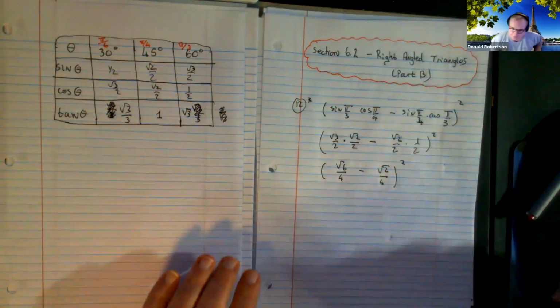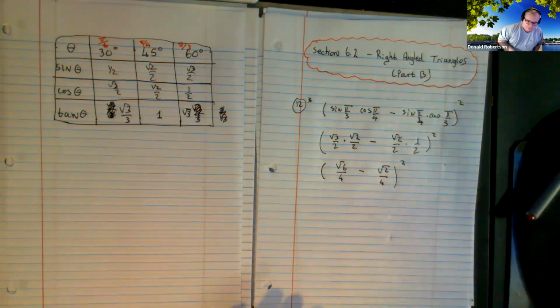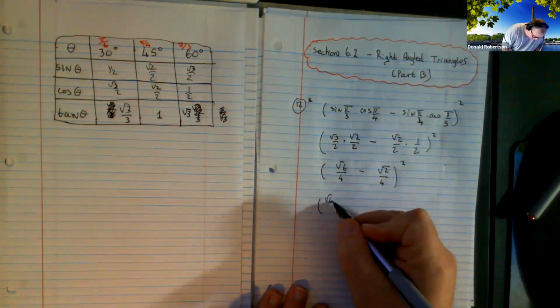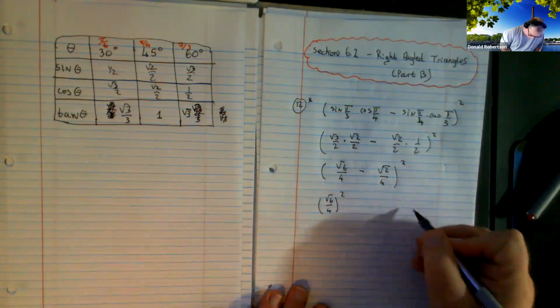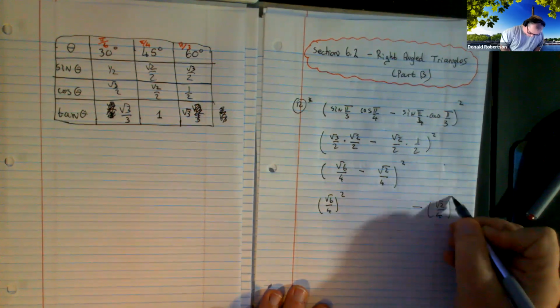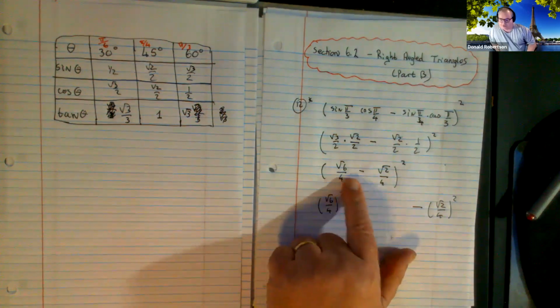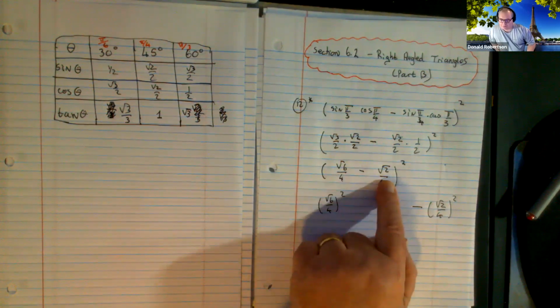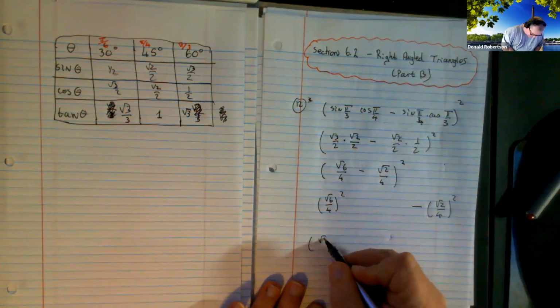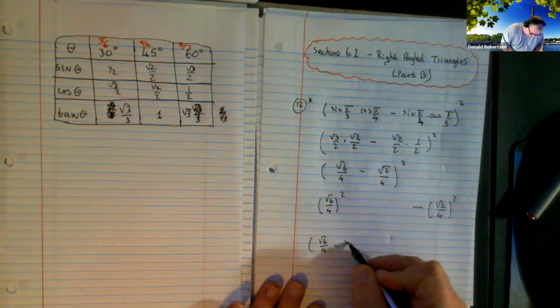Now I'm going to show you something that I think a few of you have been doing wrong from what I can tell. You're going to look at that and say, oh, that's dead easy. It's just that guy squared, right? Take away that guy squared. But that's not, in fact, what you get if you multiply this out. It's more complicated than that. It's actually FOIL.